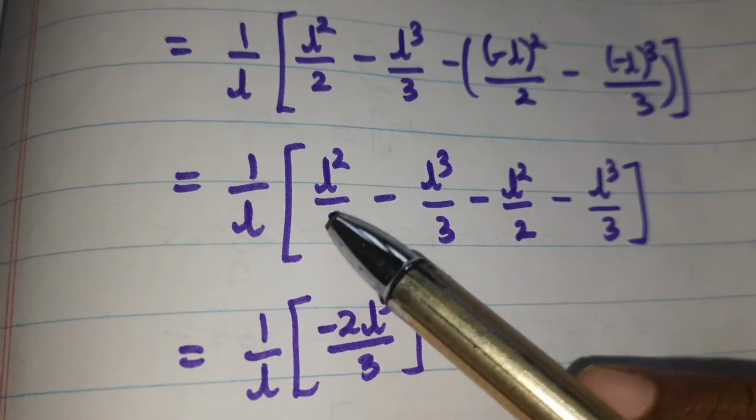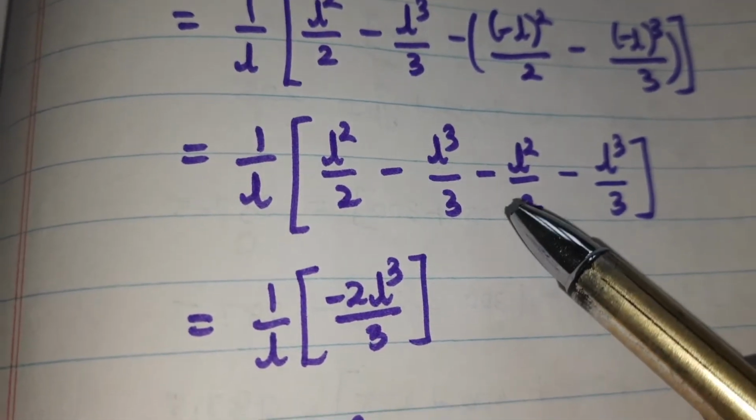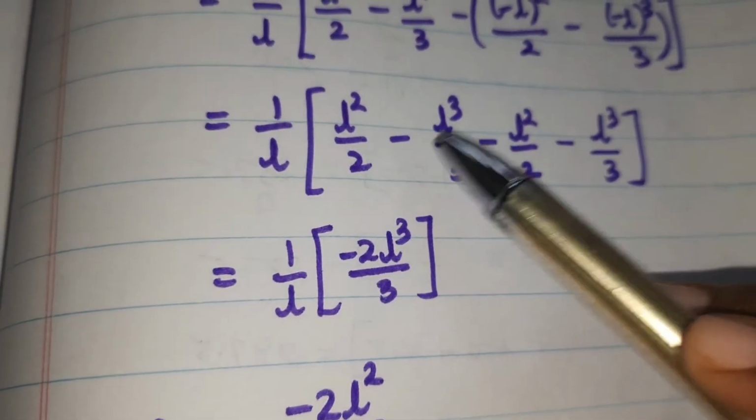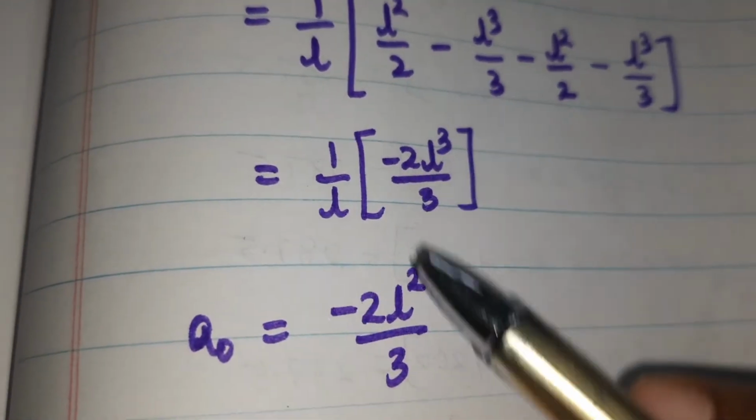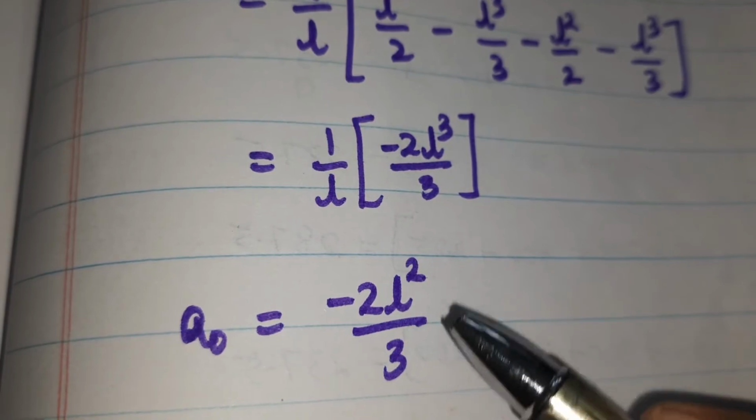Here plus L square by 2 and minus L square by 2 gets cancelled, and here it becomes minus 2 L cube divided by 3. Here L and L gets cancelled, therefore minus 2 L square divided by 3. This is a0.